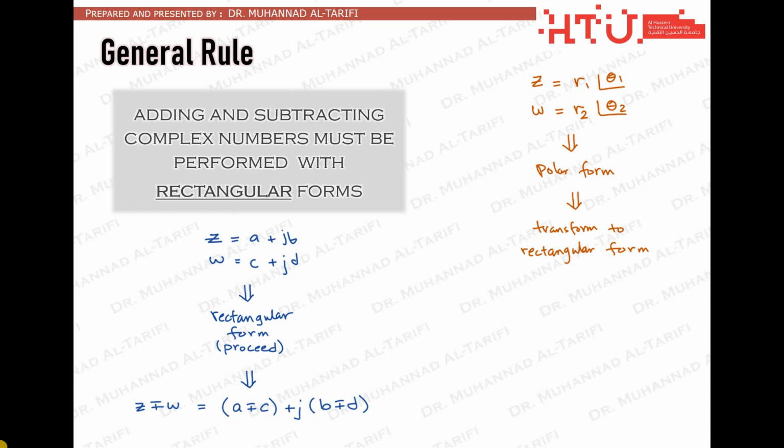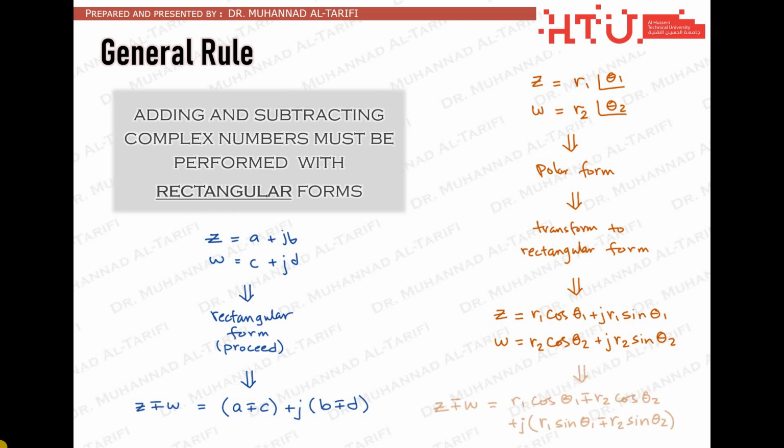So the number z becomes r1 cosine theta 1 plus jr1 sine theta 1, and w becomes r2 cosine theta 2 plus jr2 sine theta 2. And now we can complete the addition as summation of real parts plus j times summation of imaginary parts. Let's illustrate this with a numerical example.